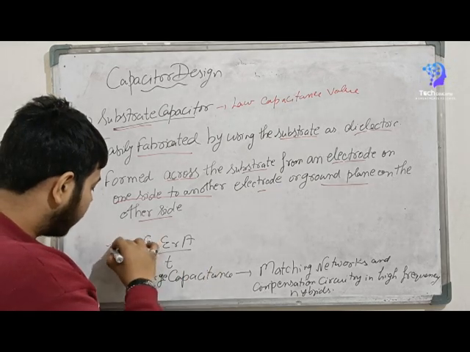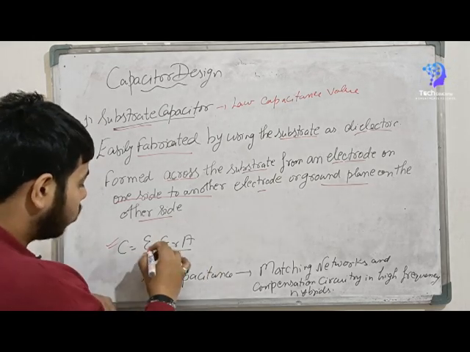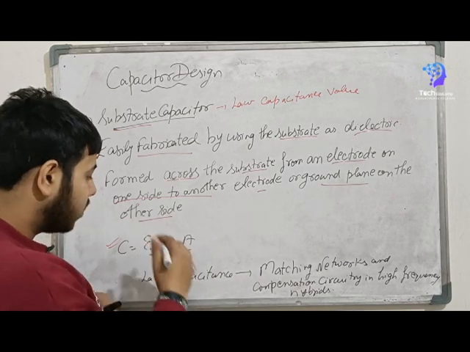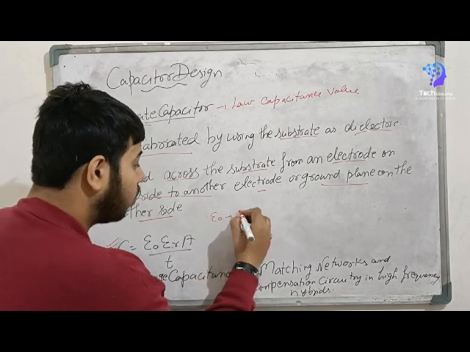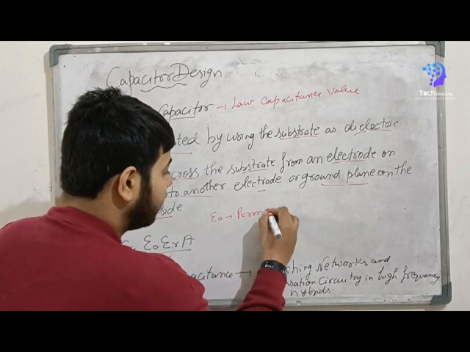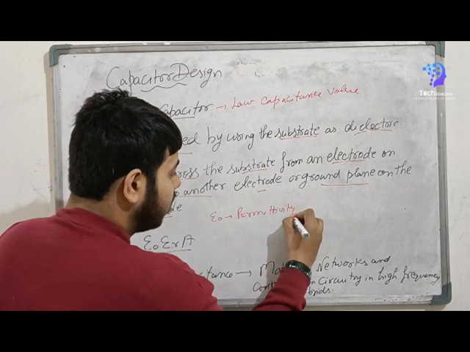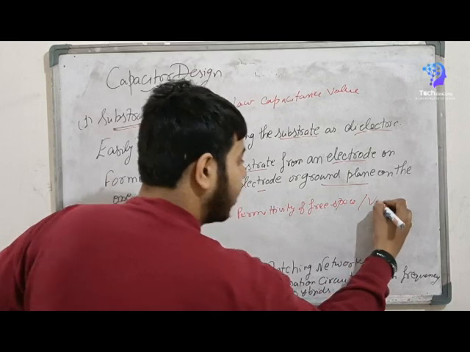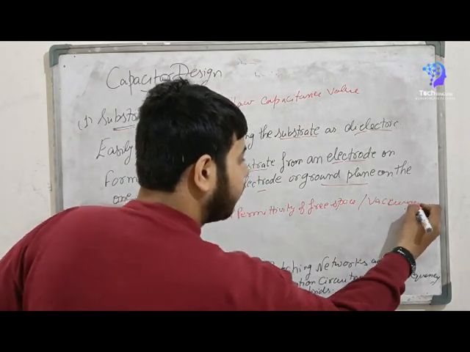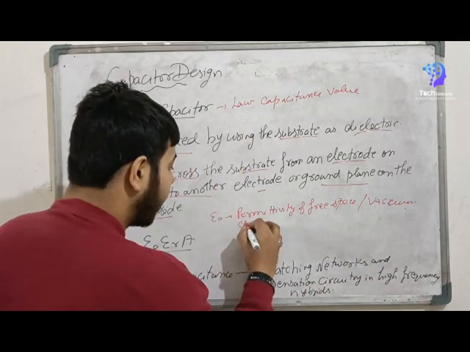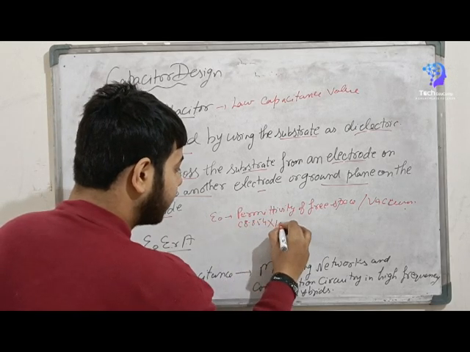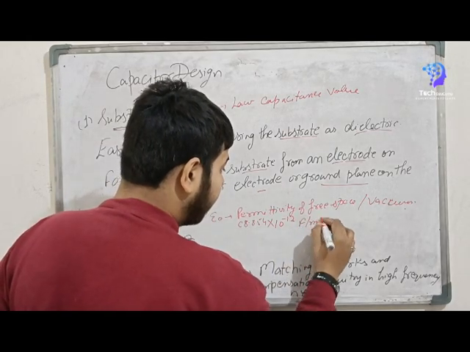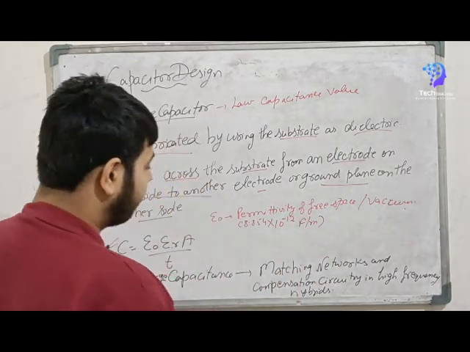So here's a small formula, that is C equal to epsilon naught epsilon r A by t. So what is epsilon naught? Epsilon naught is the permittivity of free space or vacuum, whose value is 8.854 multiplied by 10 to the power minus 12 farad per meter.